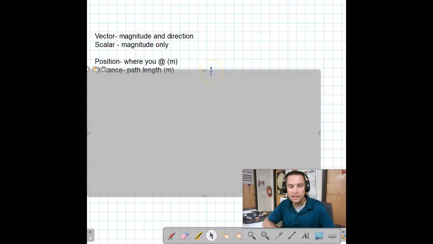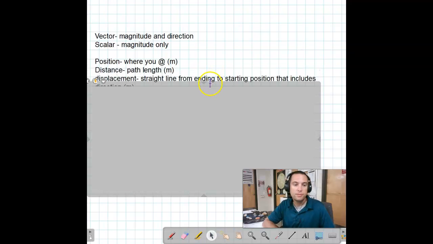Distance is the path length that you walk or drive or ride your bike or fly your plane or fly a shuttle, whatever you're doing. That's your path length, also measured in meters. Displacement is a straight line from your ending to starting point that includes your direction.